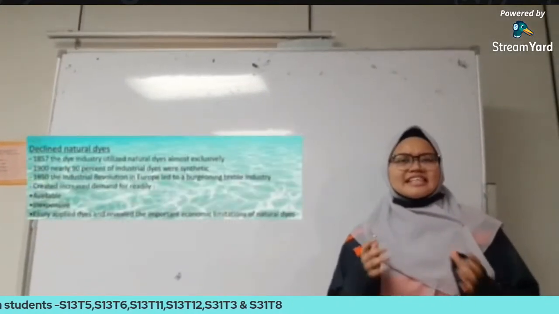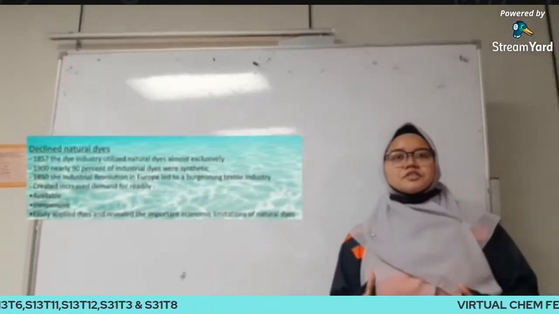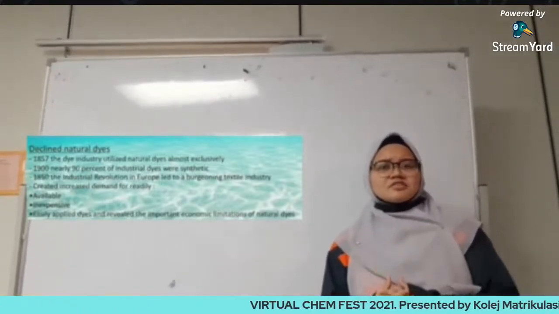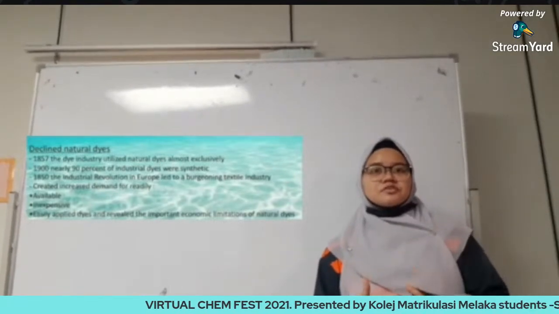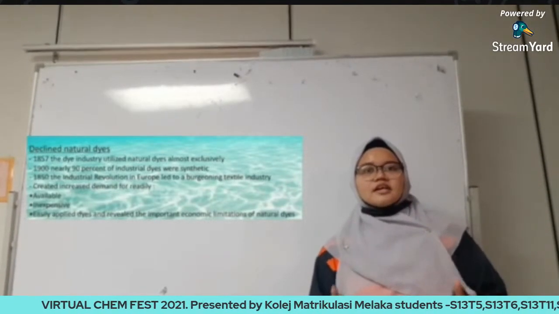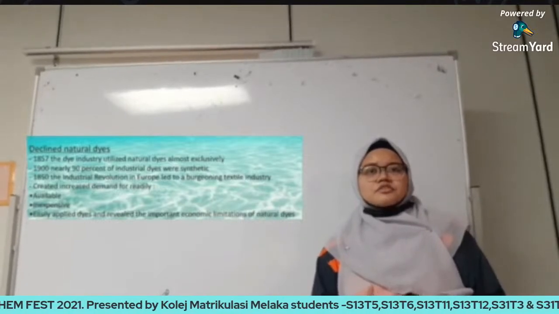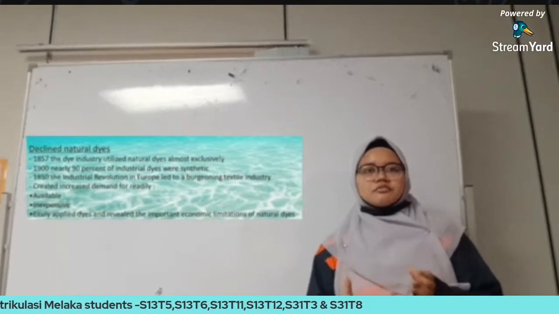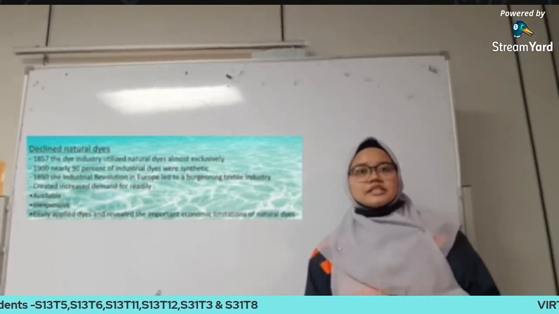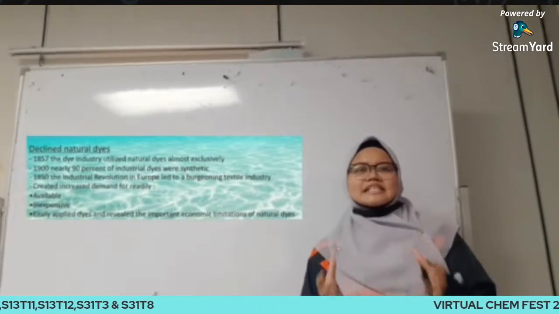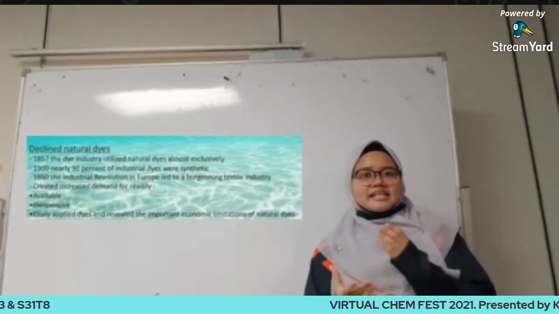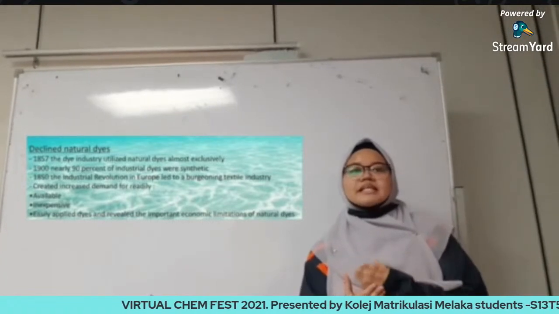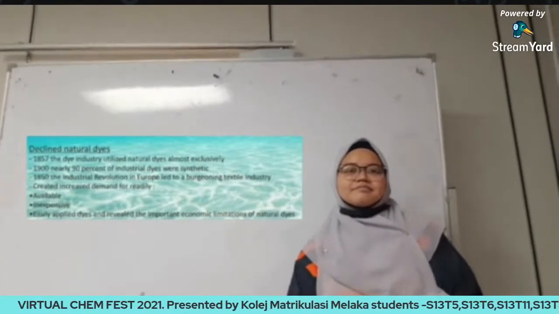Decline of natural dyes. Until 1857, the dye industry utilized natural dyes almost exclusively. However, by 1900, nearly 90% of industrial dyes were synthetic. Several factors contributed to the commercial decline of natural dyes. By 1850, the Industrial Revolution in Europe led to the burgeoning textile industry, which created increased demand for readily available, inexpensive, and easily applied dyes and revealed the important economic limitation of natural dyes.